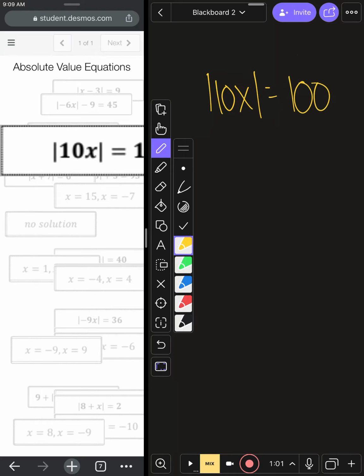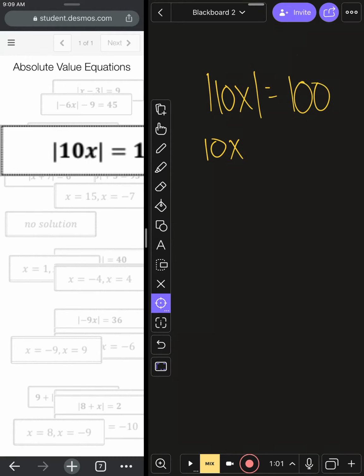Here's how you solve each of these. This is the process. First, you have to make sure that this absolute value is all by itself on one side of the equation. And it is. This is all by itself. There's nothing outside of the absolute value symbols. Once it's all by itself, go ahead and drop these absolute value symbols. So I'm just going to write 10x and set that equal to this.